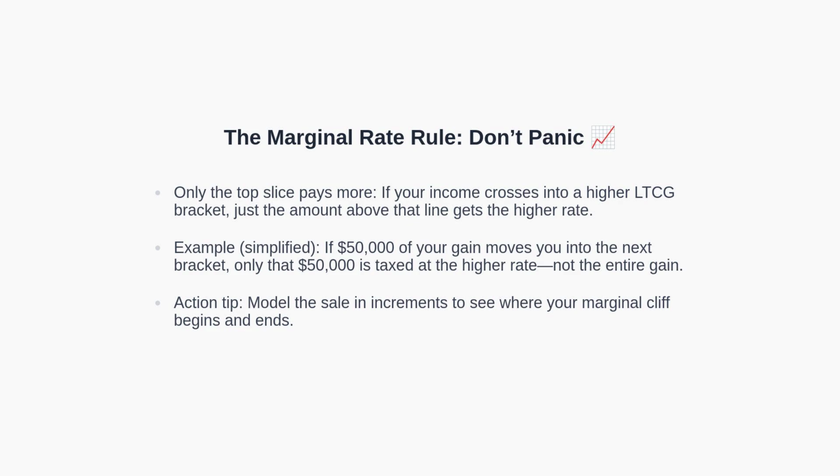Now let's clarify marginal rates to reduce anxiety. Only the top slice of your income is taxed at the higher rates. If your gain nudges your total income into the next long-term capital gains bracket, only the portion above that threshold gets the higher rate. For instance, if $50,000 of your gain pushes you into the next bracket, just that $50,000 is taxed at the higher rate, not the entire gain. As an action step, consider modeling your sale in increments to visualize precisely where marginal increases start and stop.